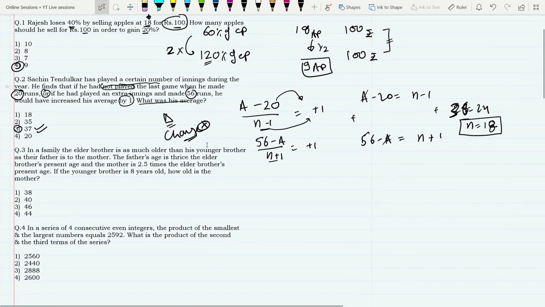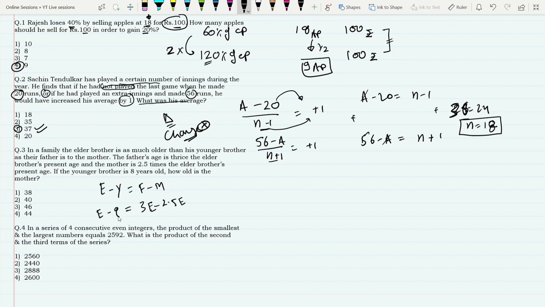In a family, the elder brother is as much older than his younger brother as the father is to the mother. There's an elder brother, there's a younger brother. The difference between their ages is as much as the father is older than the mother. Father's age is thrice the elder brother's, and mother's age is 2.5 times the elder brother's. So if the younger brother today is 8 years old, the question is how old is the mother?